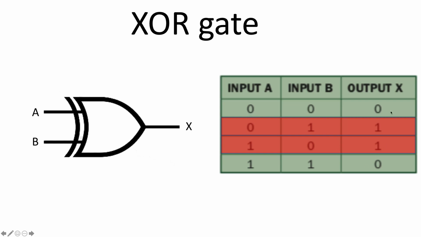So the only time you're going to get an output 1 is when both of them are different, and the only time you're going to get 0 is when both of them are the same. Even if it's 0, 0 is 0, and if it's 1, 1 is still 0.